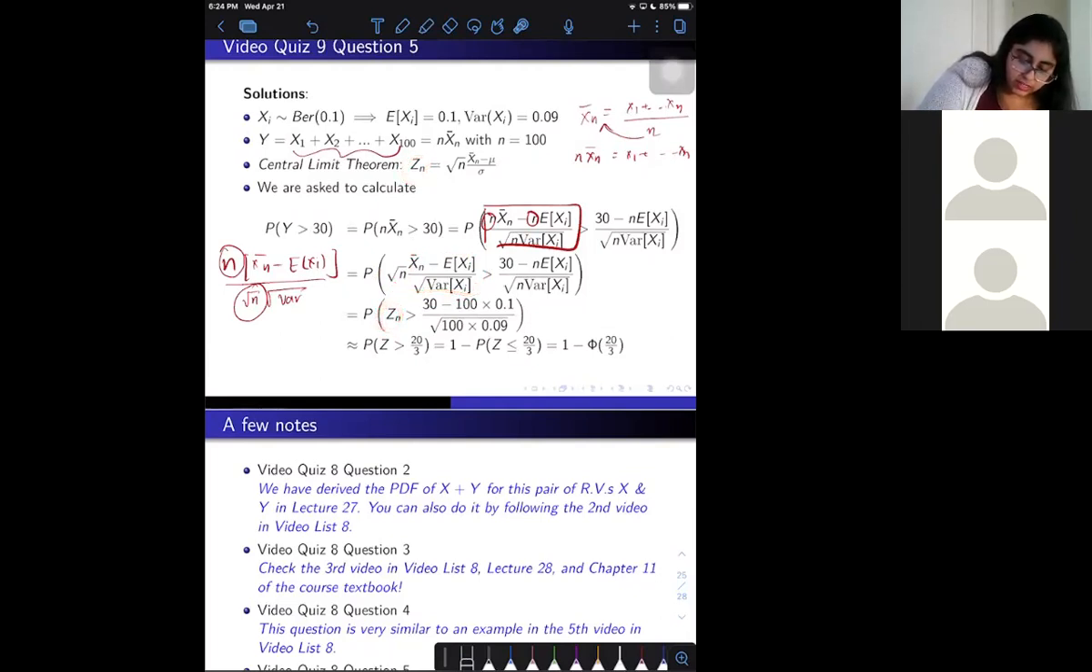Here we can see that we already have n as 100. So we have 100 times the expected value of X, which is 0.1, divided by the square root of n times variance, 100 times the variance, which is 0.09, and then we get this. Since we have greater than, we say 1 minus less than, which is 1 minus phi of 20 over 3. If you have the standard normal tables with you, you can find the value of this phi and subtract it from 1. But if you don't, you can just leave it as this.